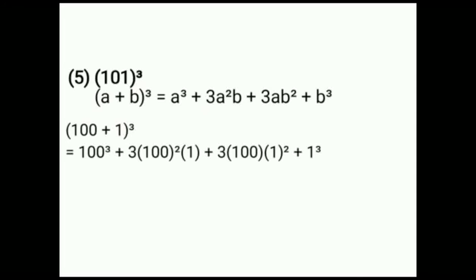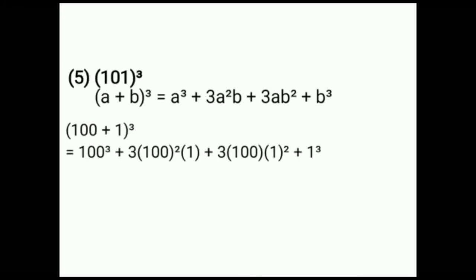That is 100 cube plus 3 into 100 square into 1 plus 3 into 100 into 1 square plus 1 cube. In place of A cube, I wrote 100 cube. In place of 3A square B, I wrote 3 into 100 square into 1. In place of 3AB square, I wrote 3 into 100 into 1 square. In place of B cube, I wrote 1 cube. You have to understand which is A and which is B.